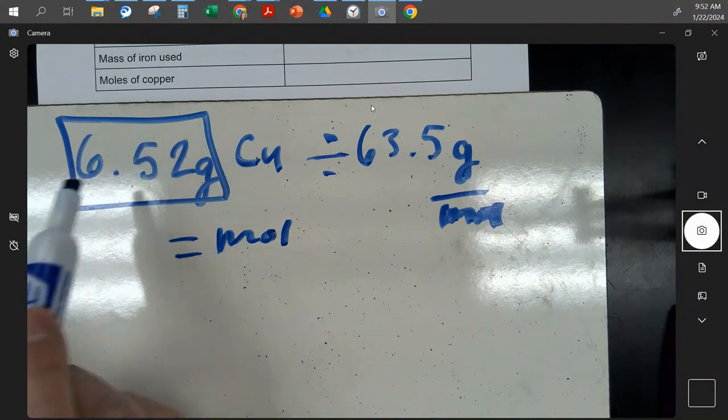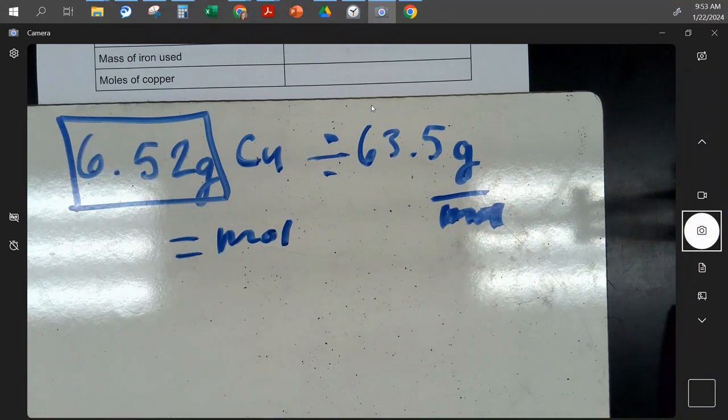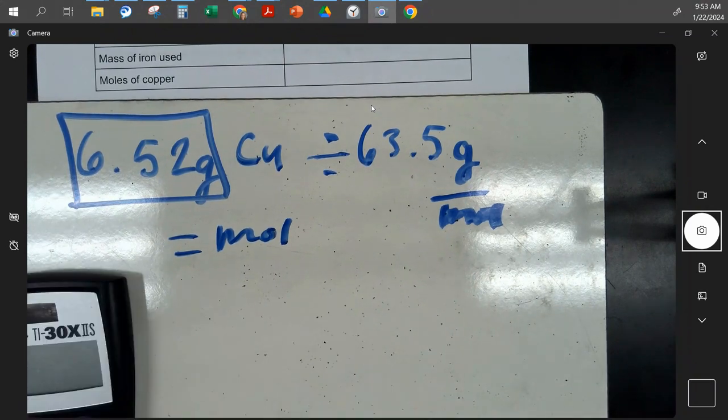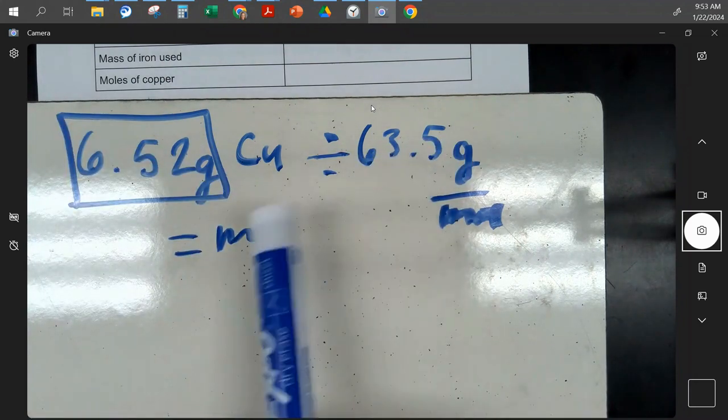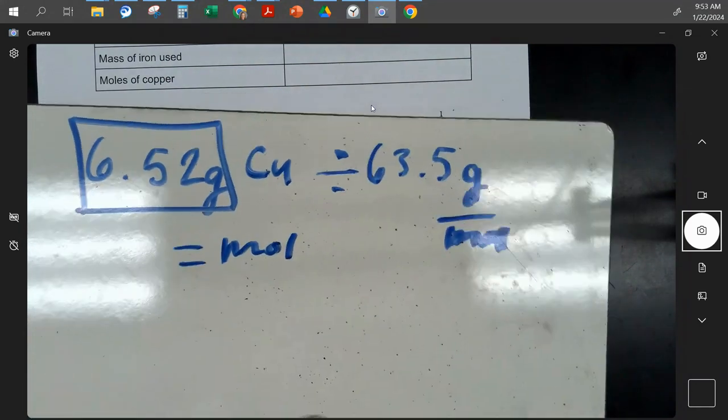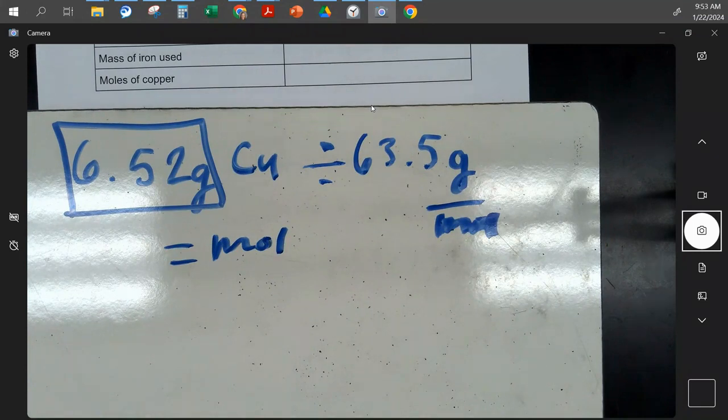So how much copper did you get? Okay. Did you get half a gram? Did you get 12 grams? How much copper did you get? Okay, here's my calculator. So take your mass divided by the molar mass of the copper, and that will give you your moles of copper. Okay, how do you find the mass of the iron?